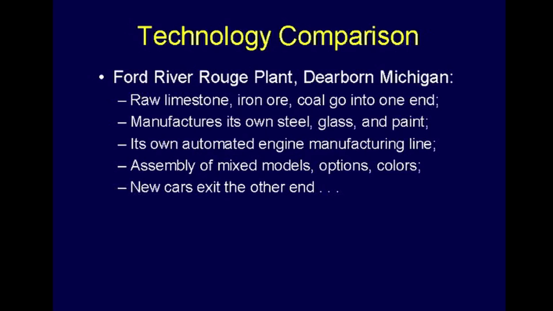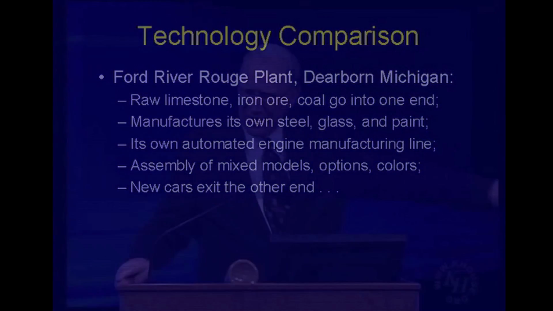Now, let me give you an example. I was at Ford Motor Company. I was an executive at Ford for 6 years. And one of the proud facilities of the Ford Motor Company in Dearborn is the River Rouge plant. It's very famous for lots of reasons. It happens to be the largest integrated manufacturing plant in the world. You have raw limestone, iron ore, and coal going in one end. In the plant, they make their own steel, their own paint, their own glass. They have an automated part of the plant that makes the engines. Anyway, the raw material goes in one end, and new cars drive out the other end.